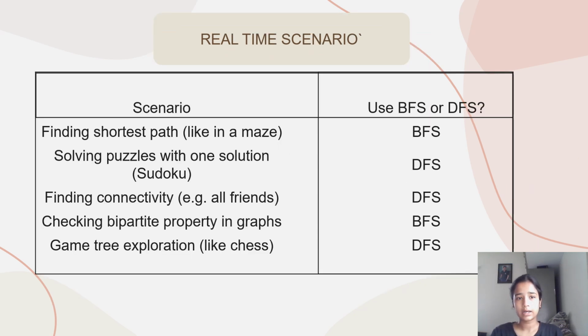Real-time scenarios: finding the shortest path, like in a maze, BFS is used. Solving puzzles with one solution, like Sudoku, DFS is used. Finding connectivity, like friends, DFS is used. Checking the bipartite property in graphs, BFS is used. And game tree exploration, like chess, DFS is used.